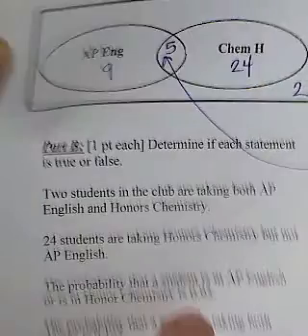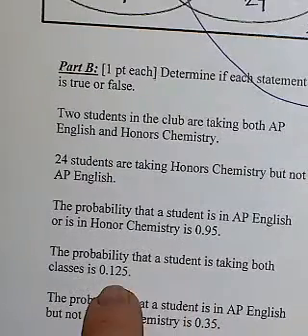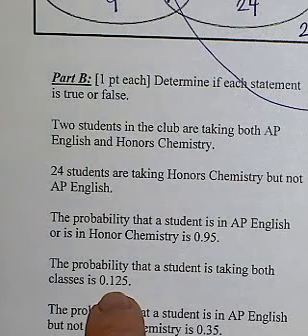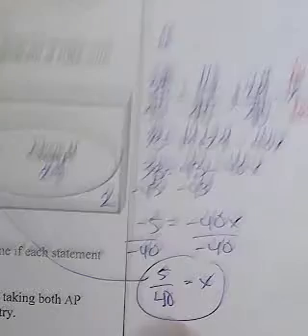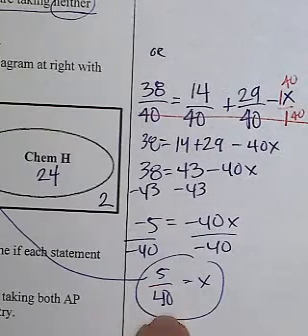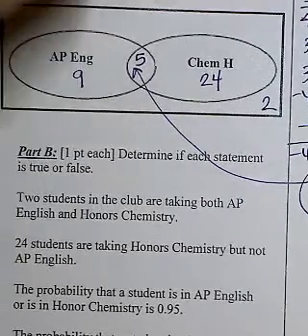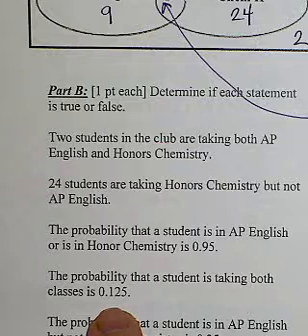Our next one is the probability that a student is taking both. What that means is they're in chemistry and English. And your and is over here. It's 5 out of the total, 5 out of 40. Please take 5 divided by 40. Is 5 divided by 40 0.125? Okay, another true statement.